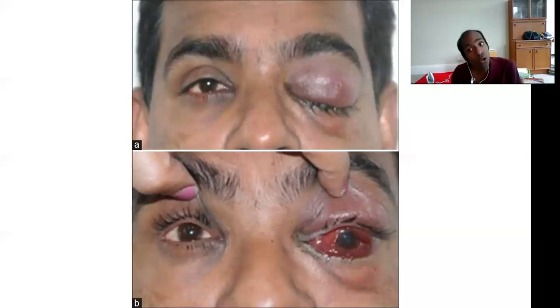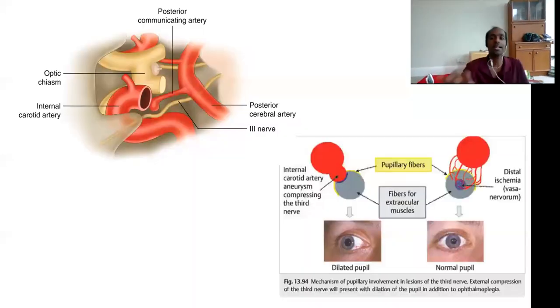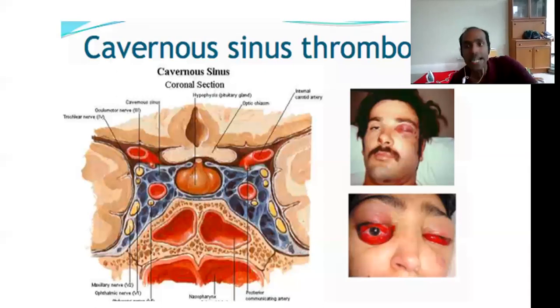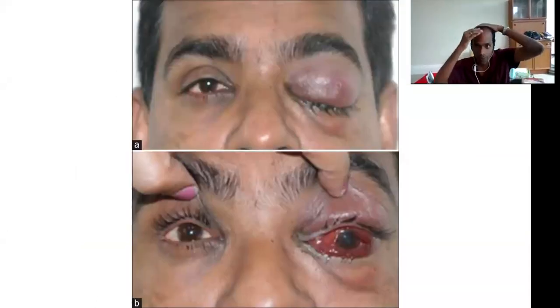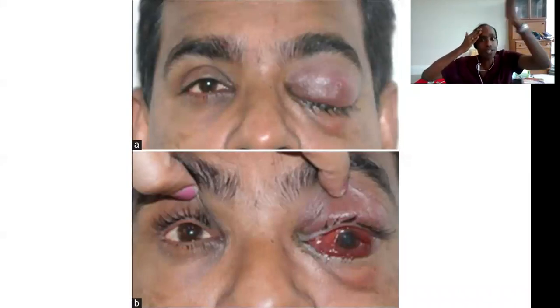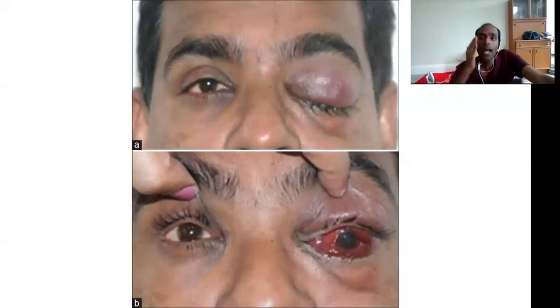In addition, what are you going to get? Now remember, in the cavernous sinus, the ophthalmic and maxillary divisions were there. Because they are involved, what are you going to get? Sensory loss, in the ophthalmic division area and the maxillary division.